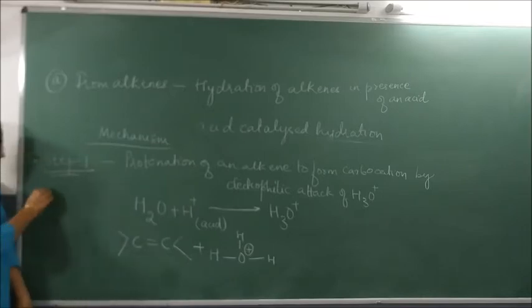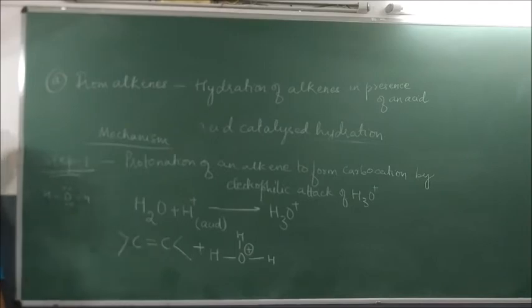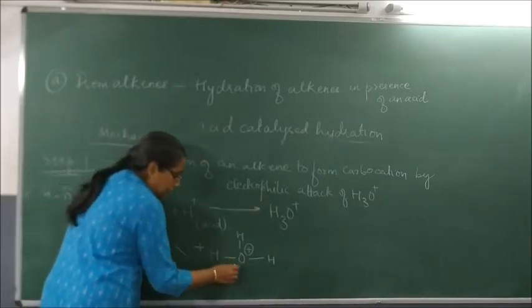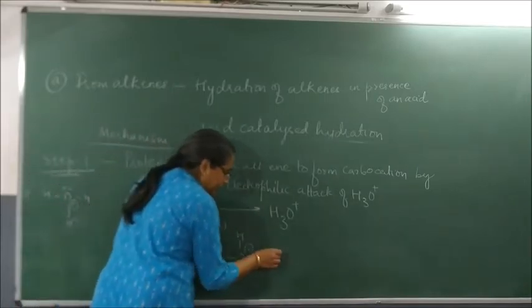Generally oxygen in water molecule has how many lone pair electrons? 2 lone pair electrons. I have already reacted with H plus. So this lone pair electron goes. The oxygen acquires a positive charge. So I have got this as 1 lone pair electron.